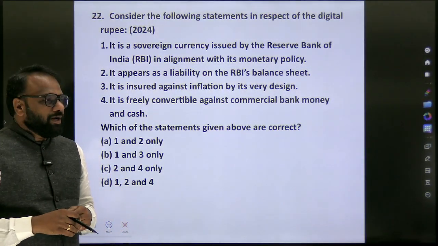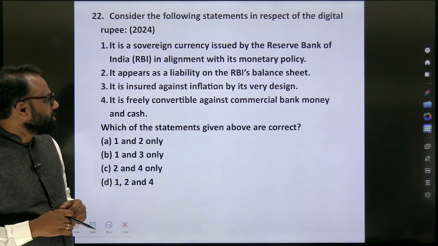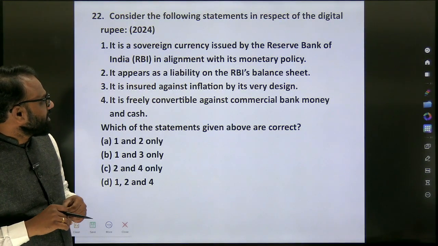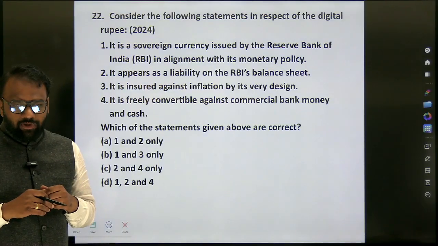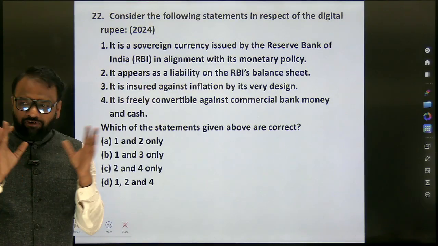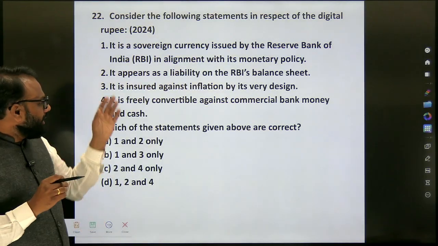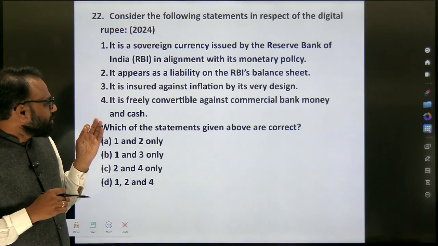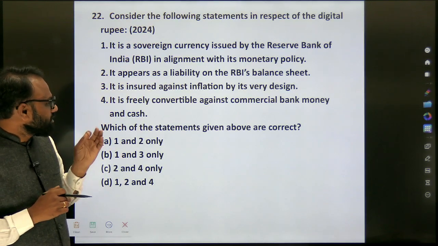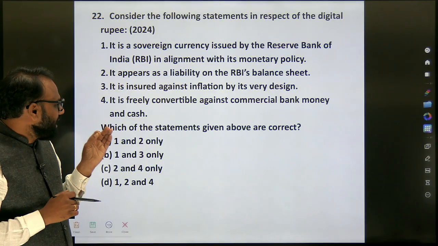So repeatedly there has been a question on digital rupee, right? Digital rupee. So it's a sovereign currency issued by the Reserve Bank of India in alignment with its monetary policy. See, some things will not give a perfect idea. Now, if you look at the options, it appears as a liability on the RBI's balance sheet. It is insured against inflation by its very design. It is freely convertible against commercial bank money and cash.